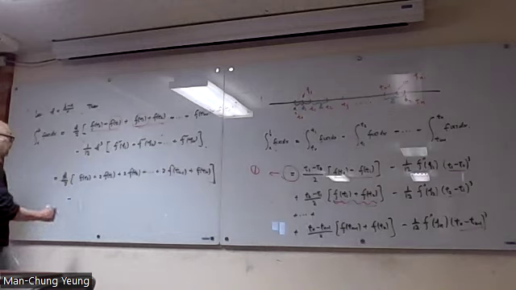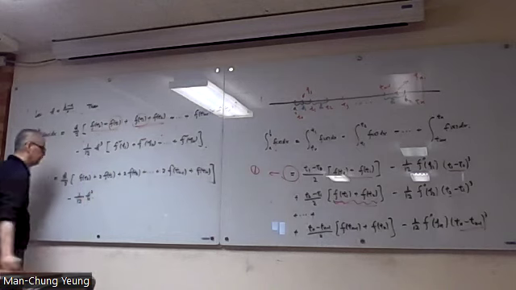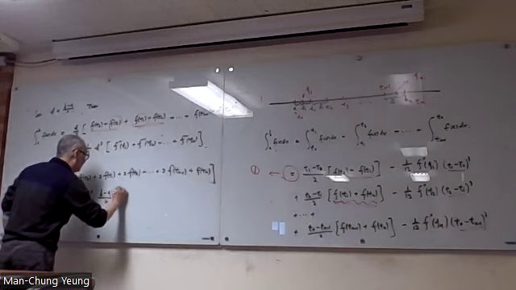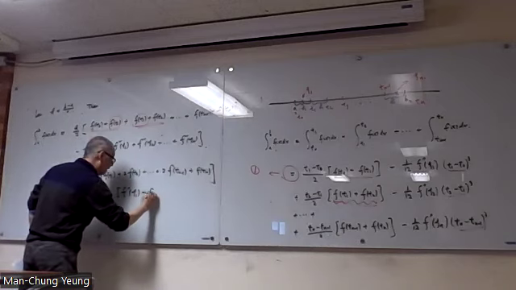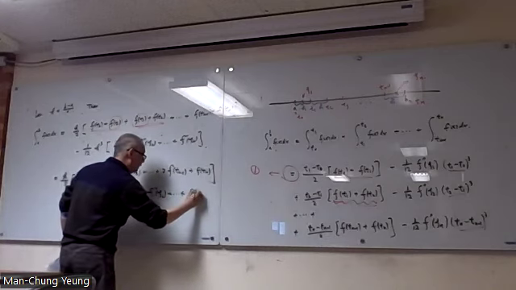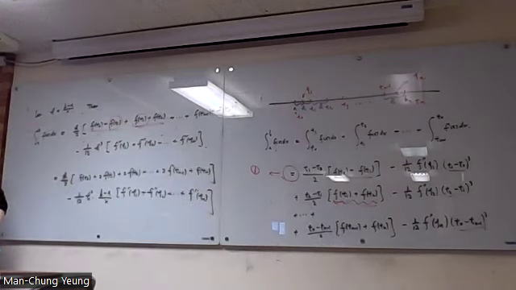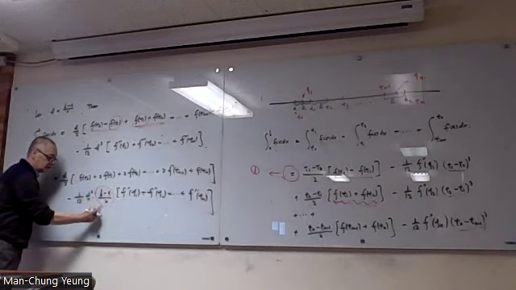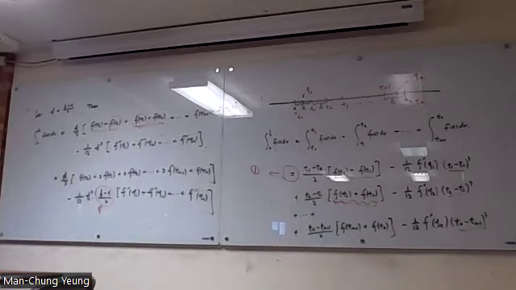Okay, 12 H squared times B minus A over N. F double prime of psi 2, psi N. You agree? B minus A divided by N. This is H. H times H squared.